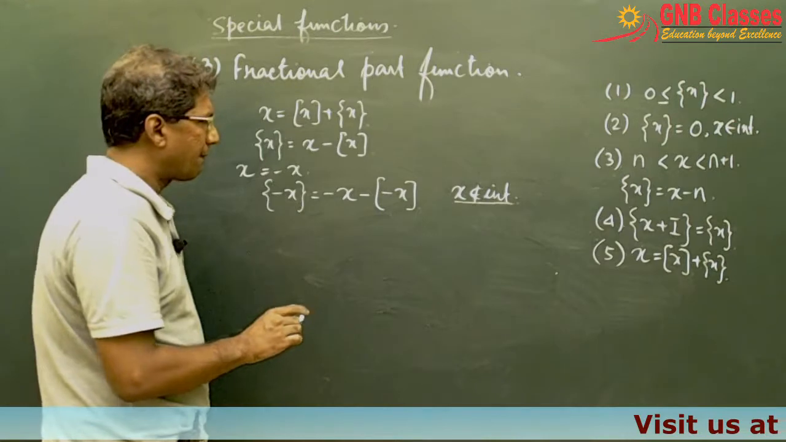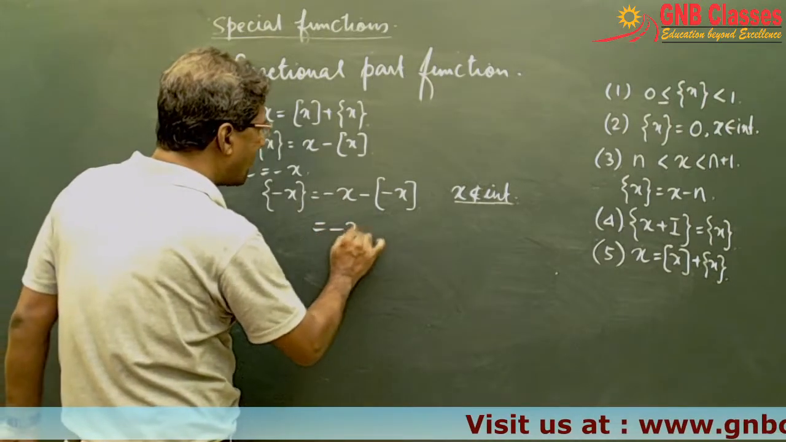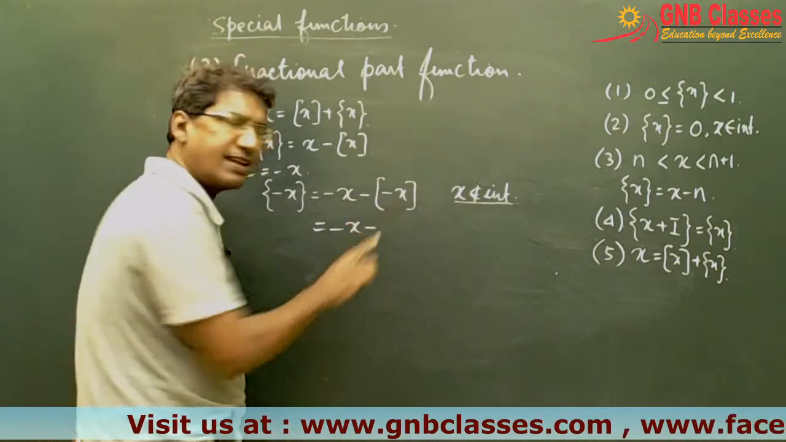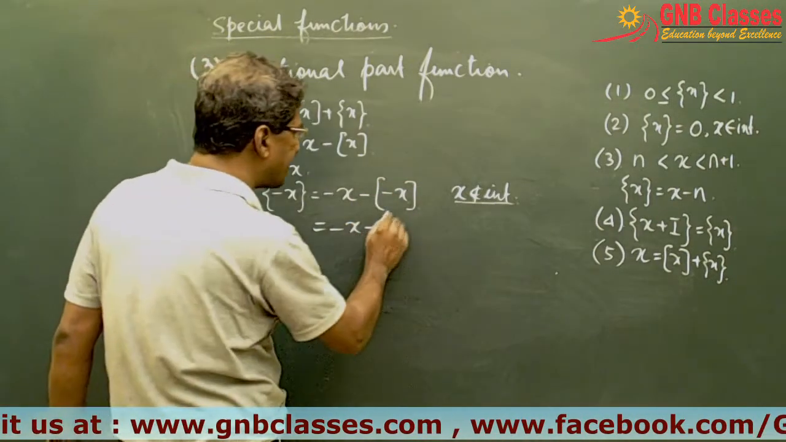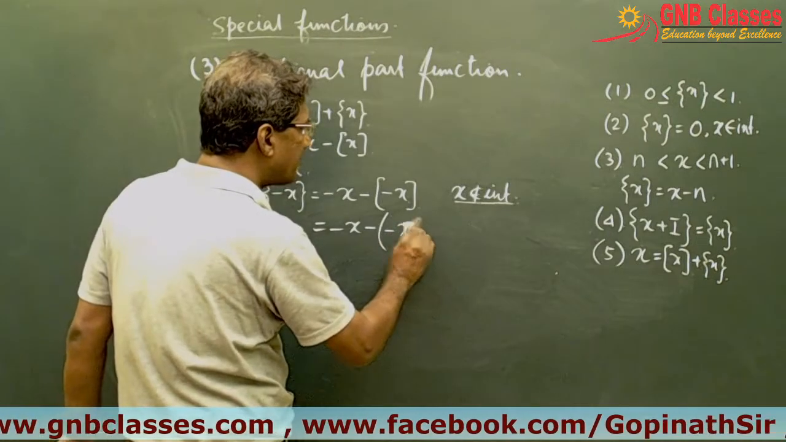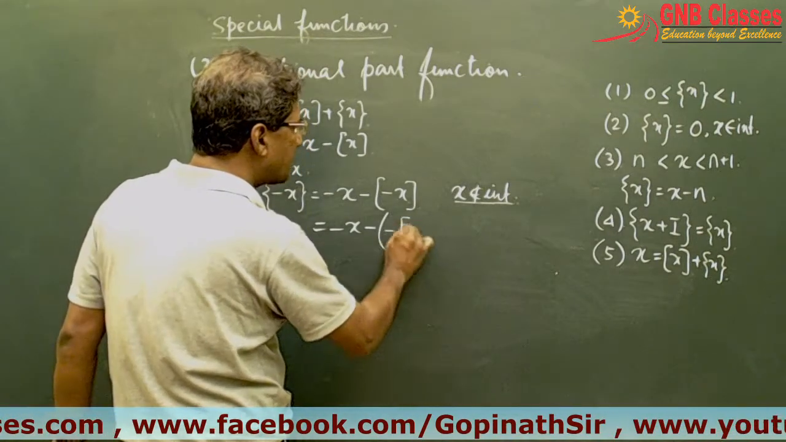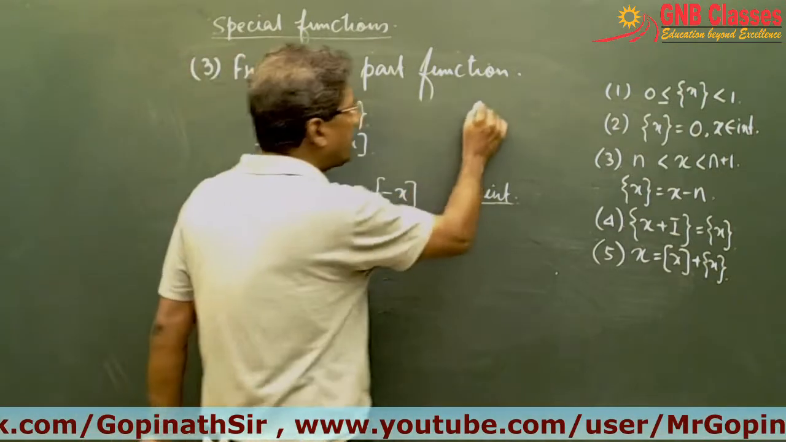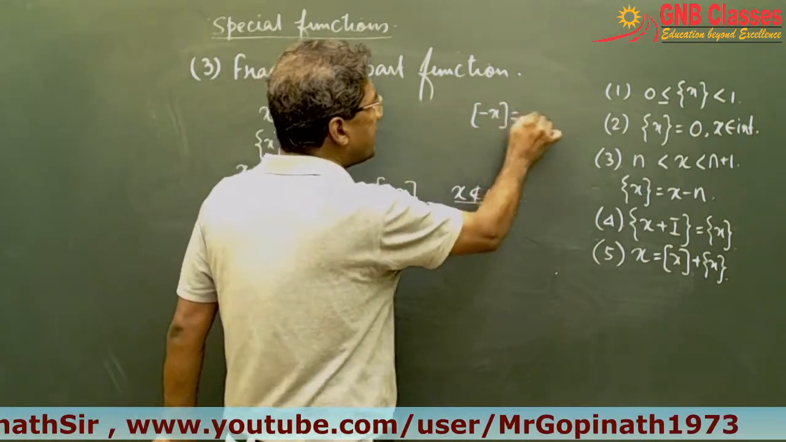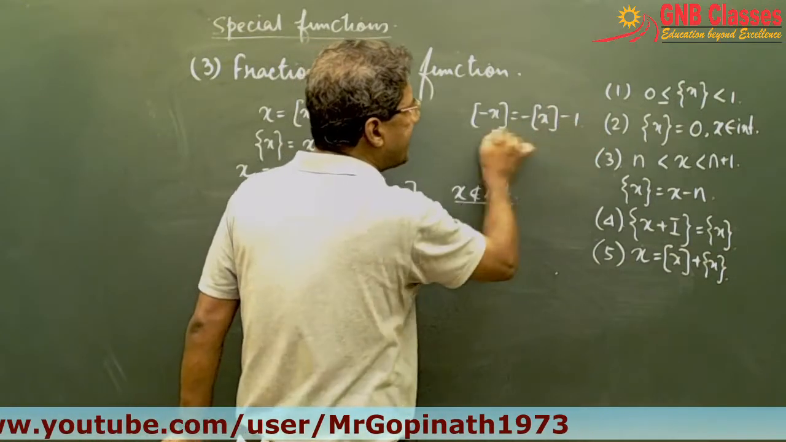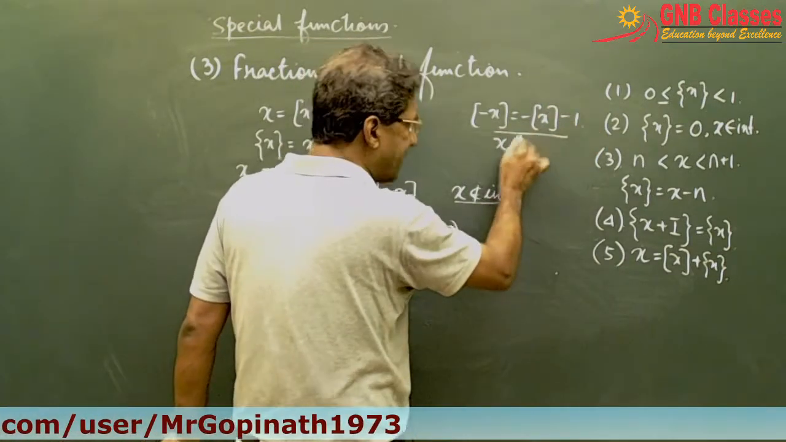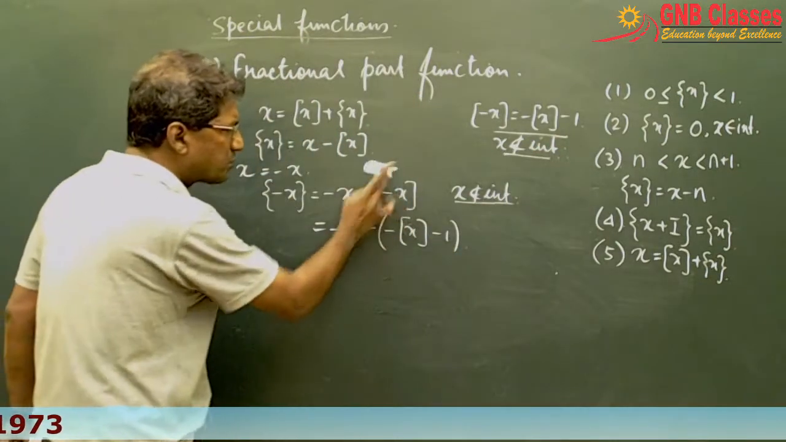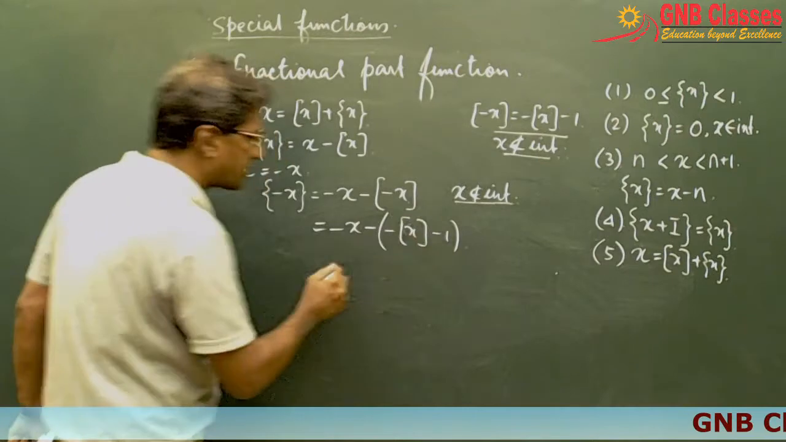Is it clear? Now you see, minus x minus, since x is not an integer, box of minus x can be written as what? Box of minus x can be written as minus box x minus 1. Can you remember? I taught you. This can be written as minus of box x minus 1 when x does not belong to an integer. So I have replaced box of minus x as minus of box x minus 1.